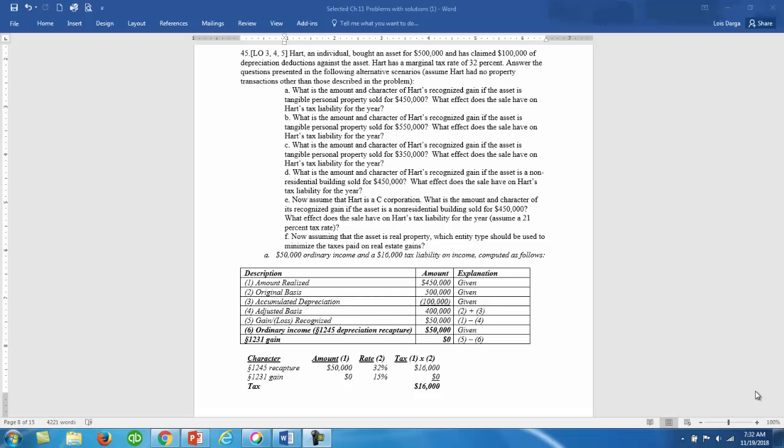So in the first situation, he sells the asset at a gain of $50,000, we see in line 5. And because that has not exceeded the line 3 accumulated depreciation taken, all of that $50,000 gain is recaptured. And what that means is it's characterized as ordinary income. So when we see the calculation of the tax here at the bottom, the $50,000 is multiplied by his ordinary marginal rate of 32% to compute the $16,000 of tax.